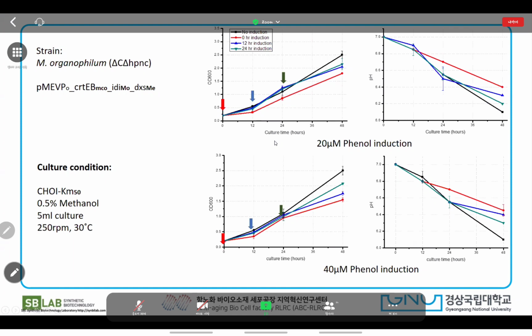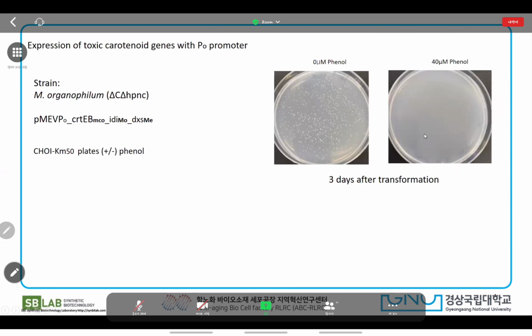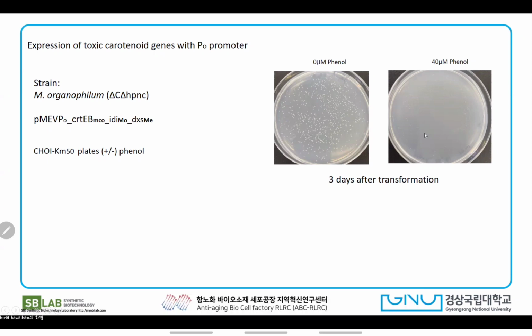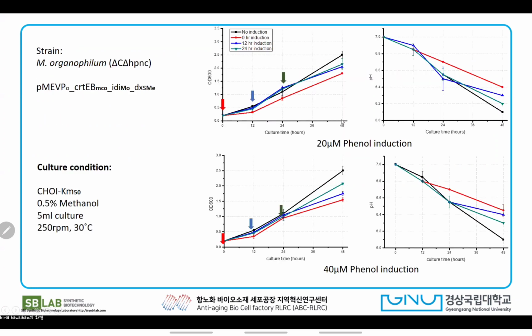So in here we have known that 0-hour induction still causes this toxic effect of our carotenoid genes. So we tried to grow and check at different hours of induction. This strain harboring the CRTE, B, IDI, and DXS, we grow, and then we tried 3 different stages of induction. One was induced at 0 hour, second induced at 12 hour, and the third induced at 24 hour. And then all of them grew until 48 hours.